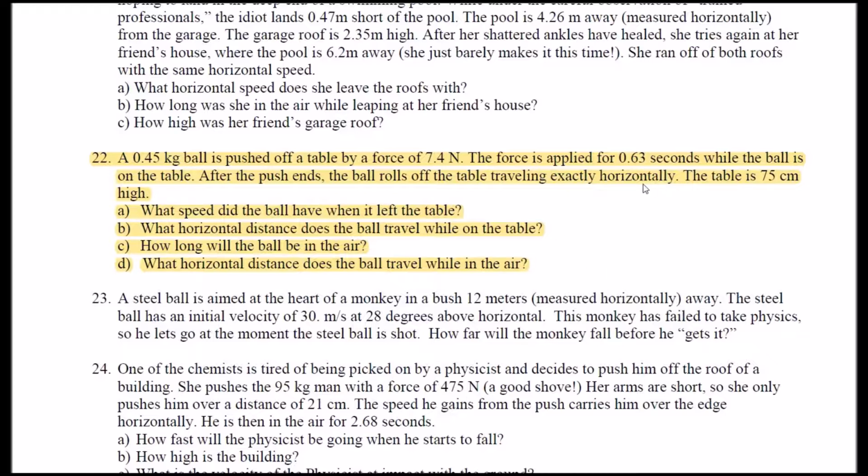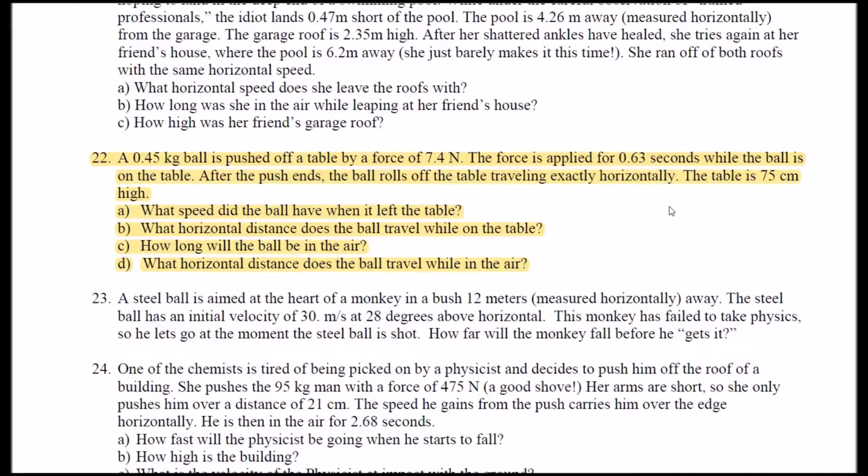So I have the problem highlighted here on the screen, and it reads like this. A 0.45 kilogram ball is pushed off the table by a force of 7.4 newtons. The force is applied for 0.63 seconds while the ball is on the table. After the push ends, the ball rolls off the table, traveling exactly horizontally. The table is 75 centimeters high.